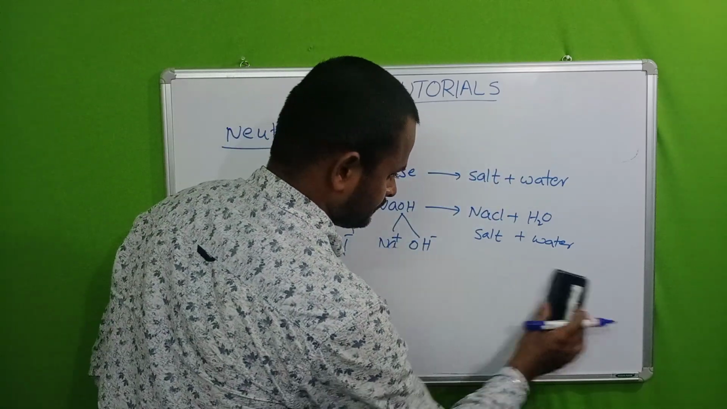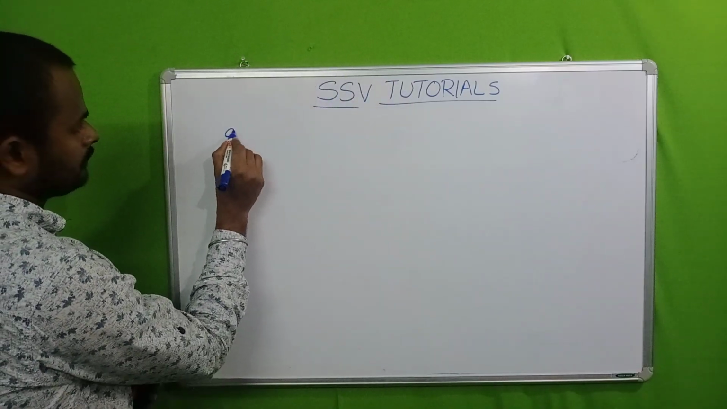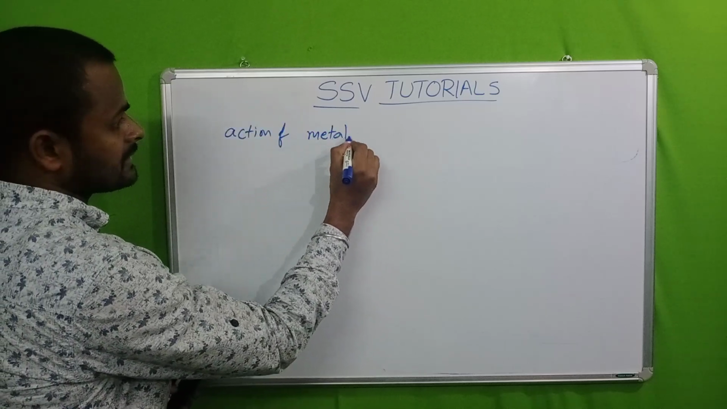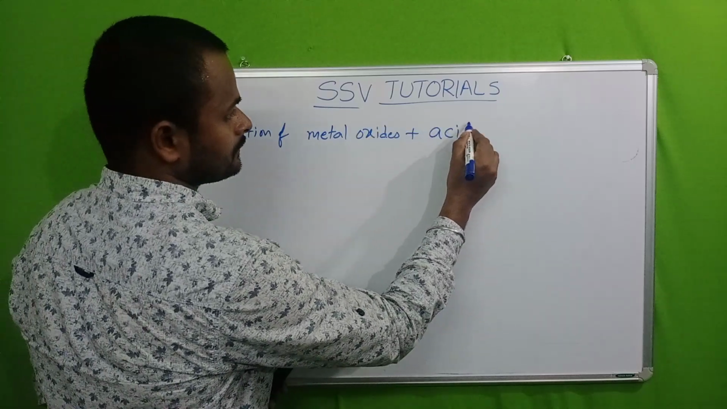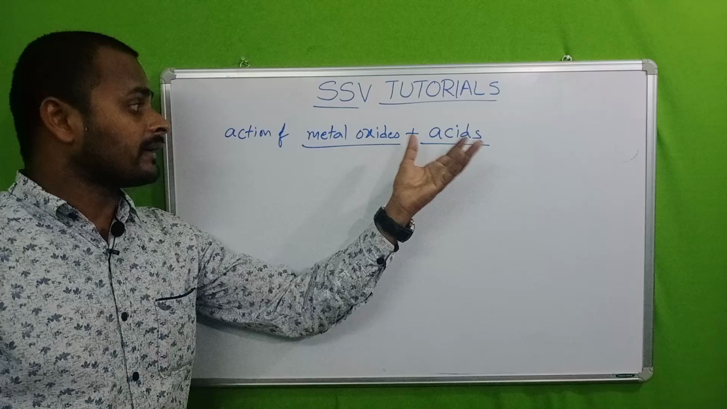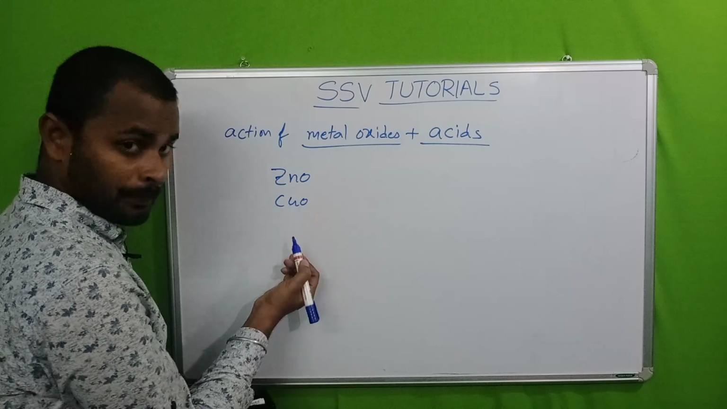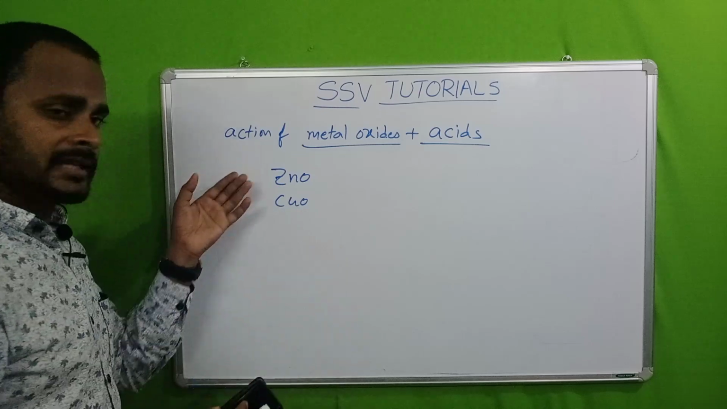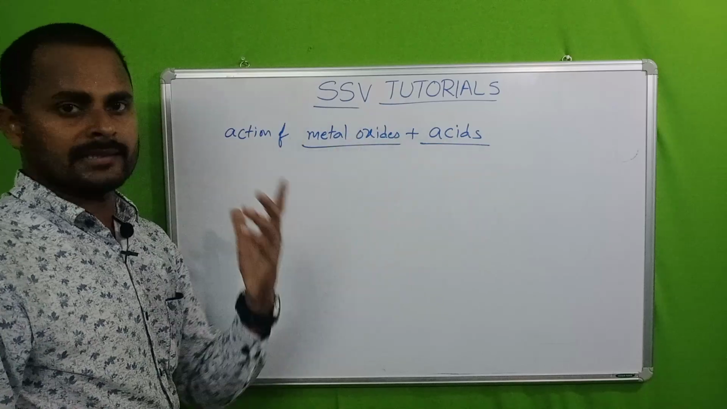Next topic is action of metal oxides with acids. What happens when metal oxides, meaning zinc oxide, cuprous oxide, lead oxides, like that, react with acids? Zinc oxide and cuprous oxide, like that. So when metal oxides act with acids, what happens?